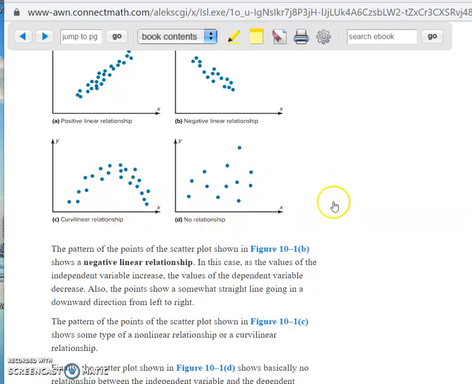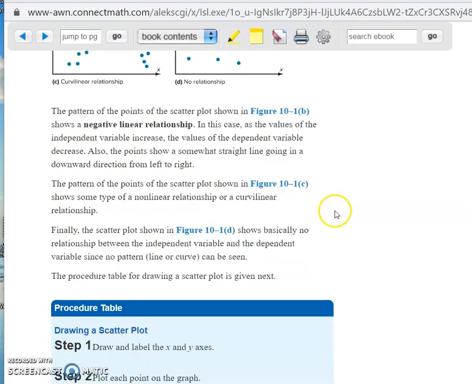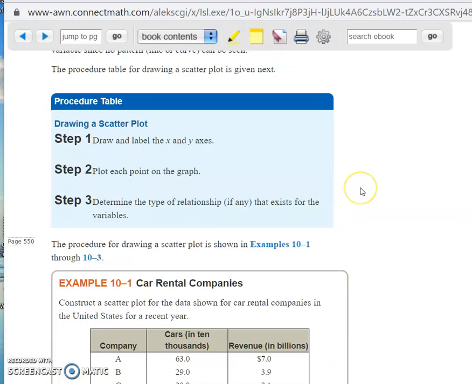This is no relationship. In other words, it doesn't make a bit of difference. This would be like saying, well, I'll let you look at the book. Okay, all right. So he explains all these things in here.